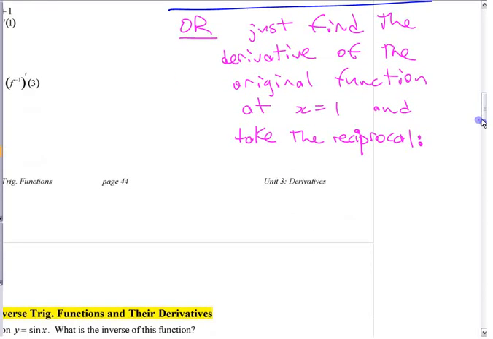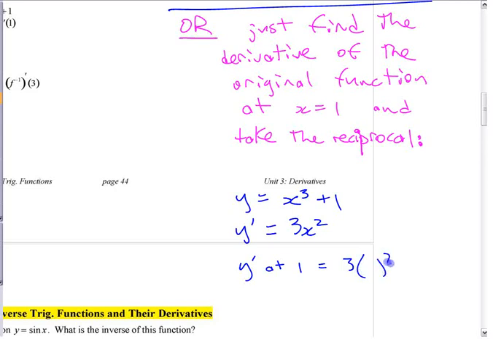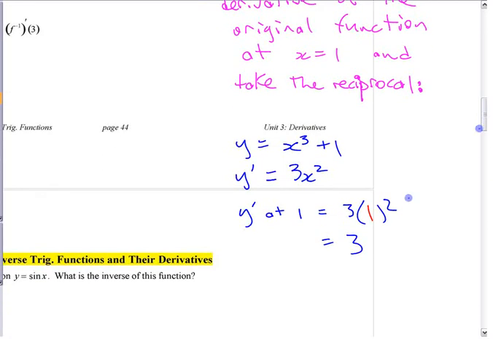What was the original function? y equals x cubed plus 1. The derivative is really easy to write: 3x squared. So y prime at 1, right, is 3 times 1 squared. And that gives us 3, right? Remember, it's not going to be the same. It's going to be the reciprocal. Therefore, the derivative of the inverse is 1 over 3, right? Remember, those are reciprocals.